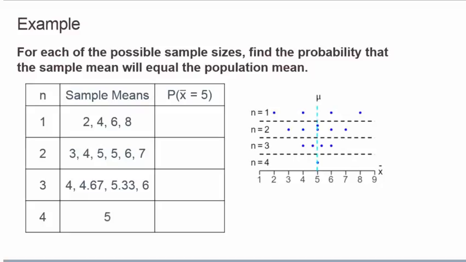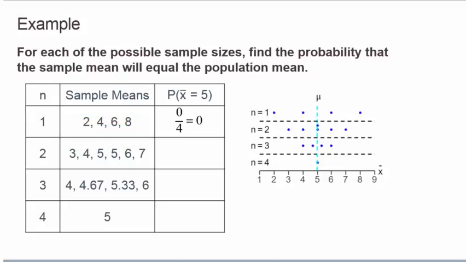So starting with n equals 1, we want to find the probability that the mean equaled 5. Looking at the sample means, I have 4 means, 2, 4, 6, and 8. And of those 4 means, none of them are 5. I have 0 divided by 4, which equals 0. So if n equals 1, the probability that the sample mean will equal 5 is 0.